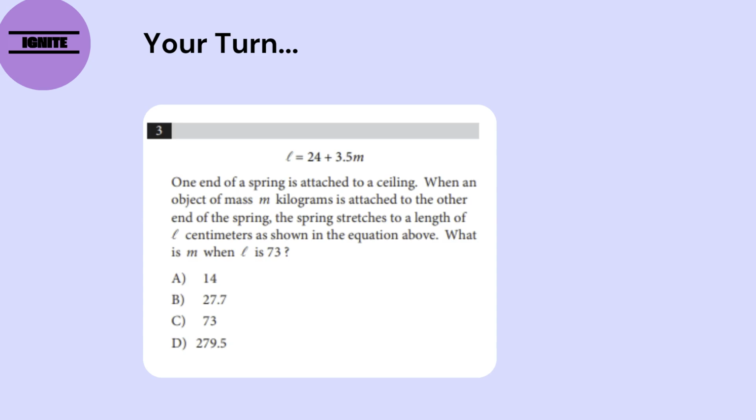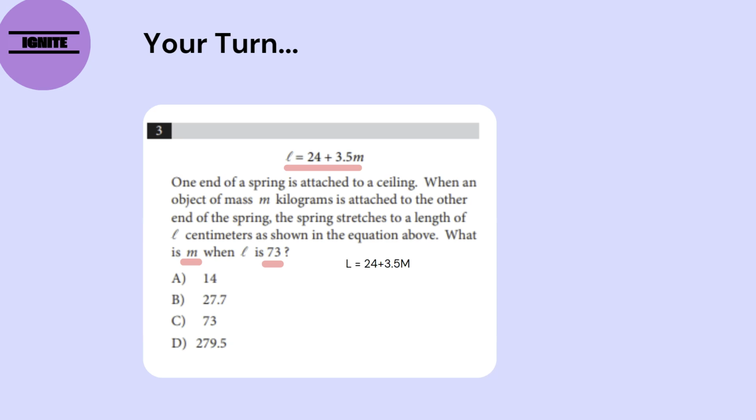All right, now that you've had a chance to look at this question, let's go over it. We have an expression up top where L equals 24 plus 3.5m. So let's see what this question is asking. The question is asking, what is m when L is 73? This type of question is just asking for a direct substitution of values. So let's make sure we're substituting this 73 right to determine m.